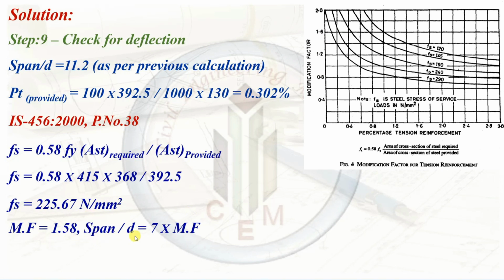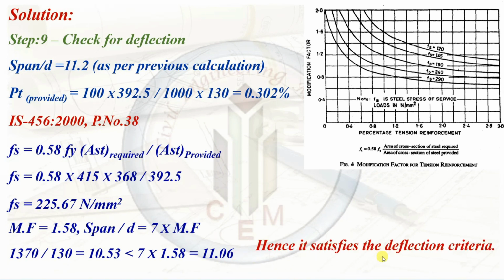So span by depth, span by D is equal to 7 multiplied by modification factor. So span by D value is 10.53, which is less than 7 multiplied by 1.58, which is equal to 11.06. Hence it satisfies the deflection criteria as per IS 456-2000.